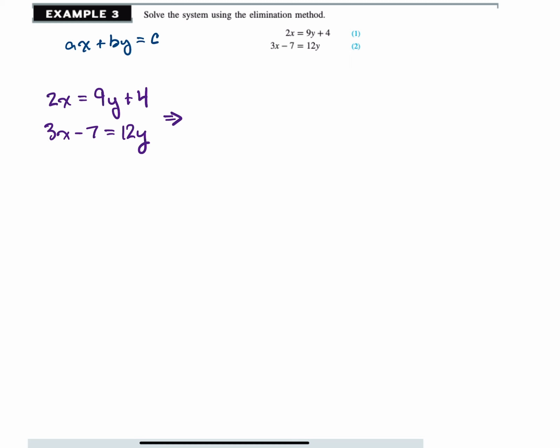So for the first equation, I would subtract that 9y over to the other side. So we can rewrite it as 2x minus 9y equals positive 4. And then our second equation, let's add the 7 over and then subtract the 12y over. So it should be 3x minus 12y equals positive 7.